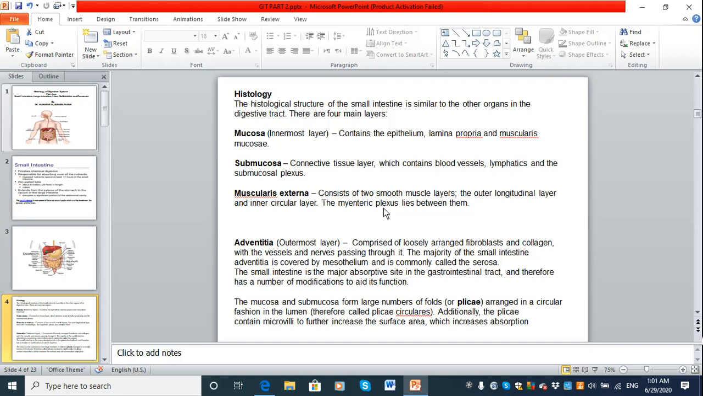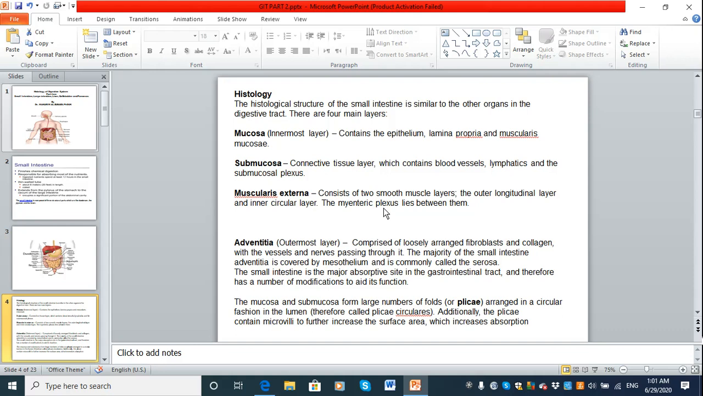Okay, now we have the third layer, the muscularis externa. It consists of smooth muscle layers: the outer is the longitudinal layer, while the inner is the circular layer, and the myenteric plexus lies between them. All right, so we have two places for the plexus: one in the submucosa and the second in the muscularis externa.